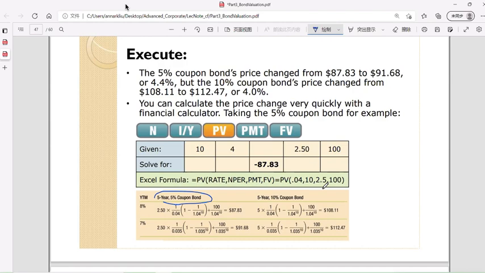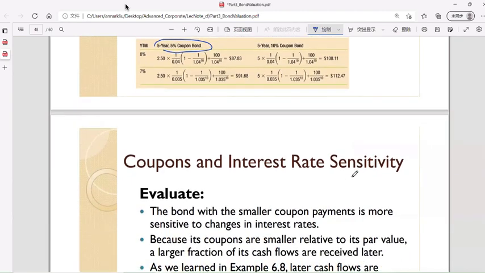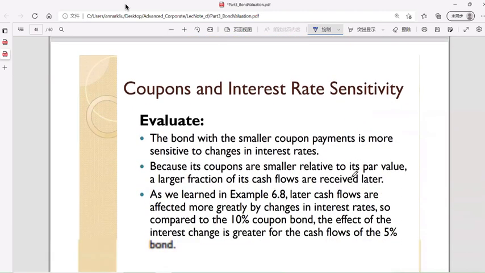most of the bonds, you receive the last payment at the end of the maturity. You receive the last payment, so that's why the coupons matter less. Okay.